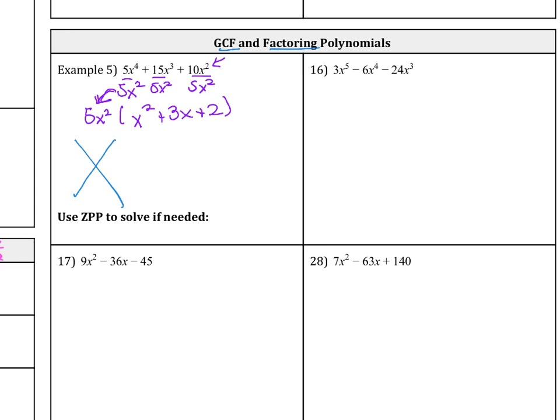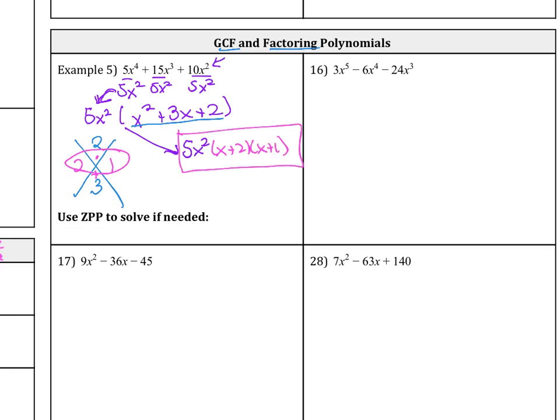So again, the top is, you're only looking at in here. So the top is 2 that multiplies to 3. I'm sorry, 2 times 1 is 2, and 2 plus 1 is 3. And then so let's write the factors. The 5x squared is still in front. Then we're writing these factors here. X plus 2 times x plus 1. And there's our final answer.